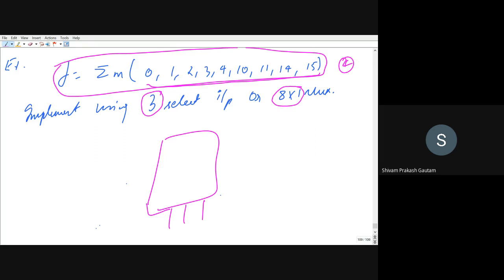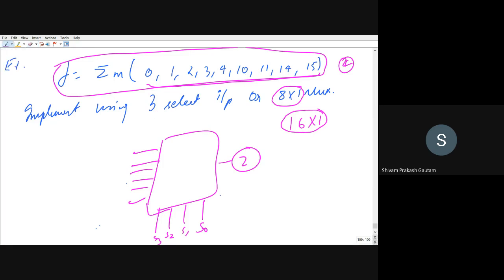Ideally, if it were directly given to implement using a 16 cross 1 multiplexer, then there would be no problem, because we can give S0, S1, S2 and S3, and then provide 16 inputs, giving 1 wherever the minterms are given and 0 to the rest of the cases, and that would be the only logic. That would have been very simple. But here you have to implement it using an 8 cross 1 mux, not a 16 cross 1 mux, right? Are you getting what the problem is?